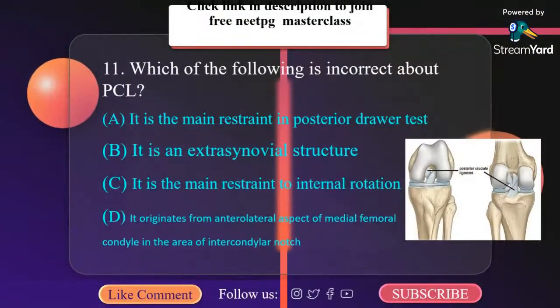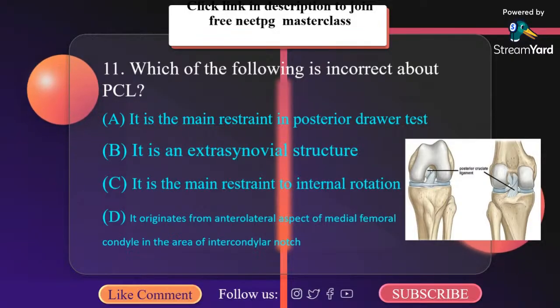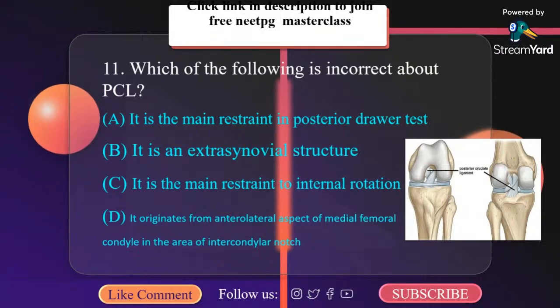Which of the following is incorrect about PCL? A. It is the main restraint in posterior drawer test. B. It is an extrasynovial structure. C. It is the main restraint to internal rotation.